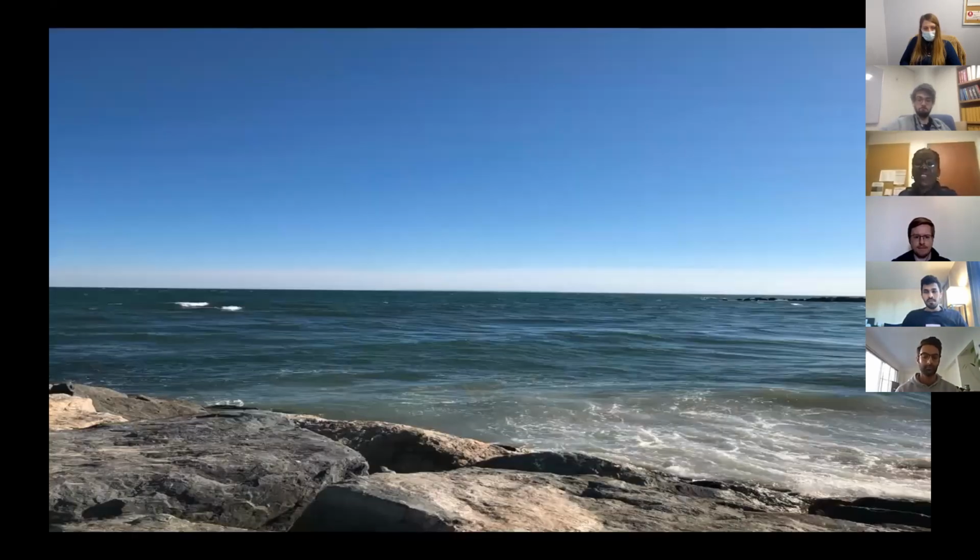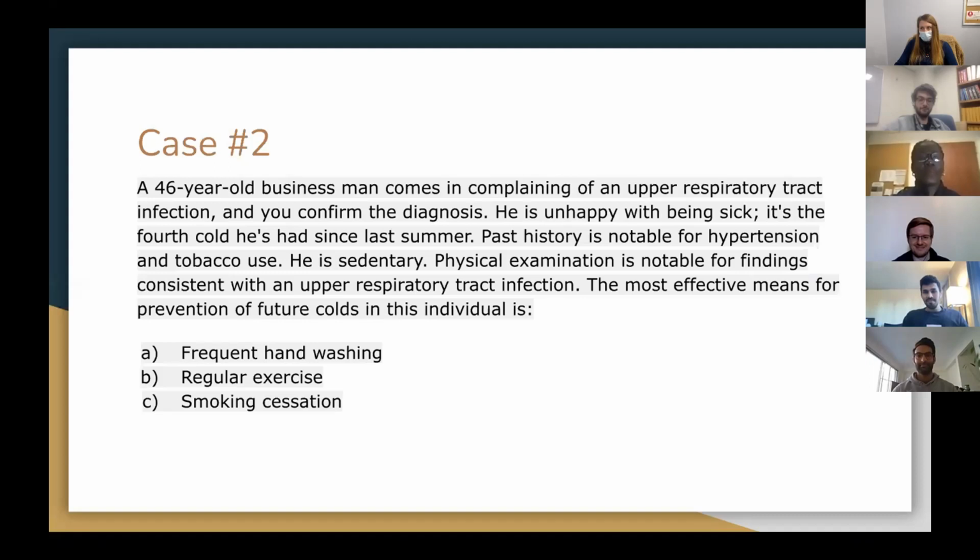So this is our first pulsar, a 5-minute stretch. We are at the beach, the waves. This is the Rockaway Beach in Queens, New York. Enjoy the view. Now I've enjoyed the view. We are going to go on to some questions.